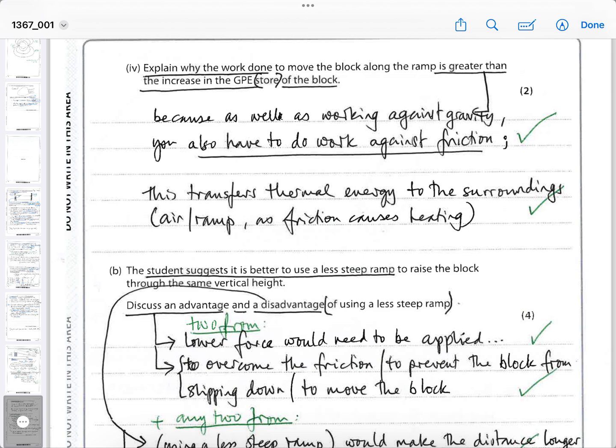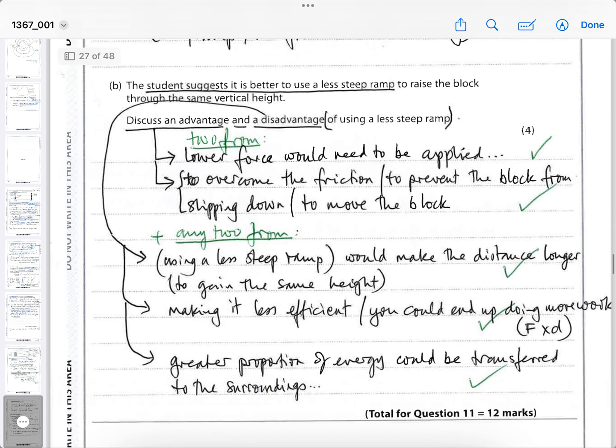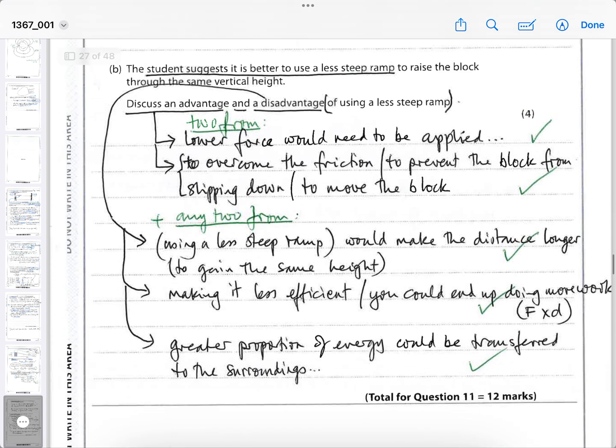Okay. It then says the student suggests it's better to use a less steep ramp to raise the block through the same vertical height. Discuss an advantage and a disadvantage. So they want you to discuss it, not just state it. That means you've got to put more detail than just stating it.